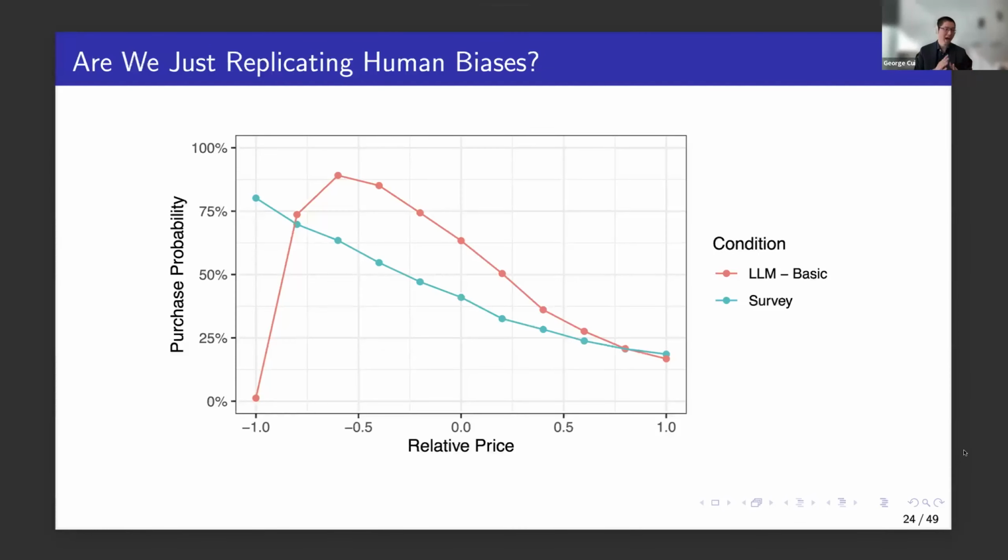So for the actual survey, we see that the demand curve is almost downward sloping. We did not find this inverted U-shape, at least based on the comparison with the actual survey. So this is just to show that this is unlikely driven by pure biases that also exist in humans. Okay. Any other questions?